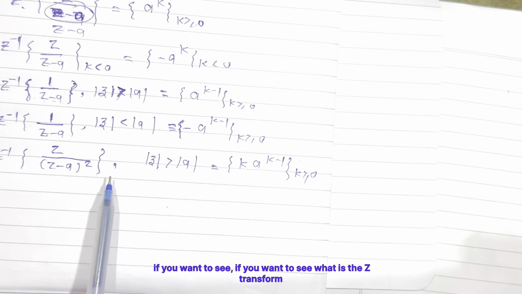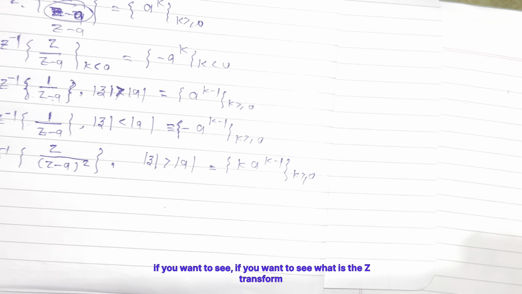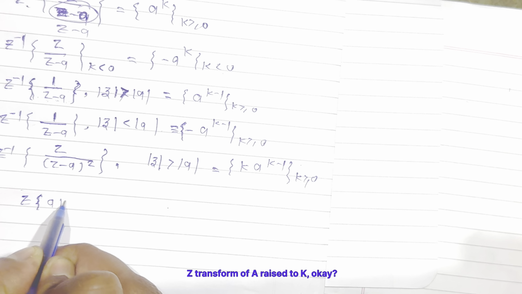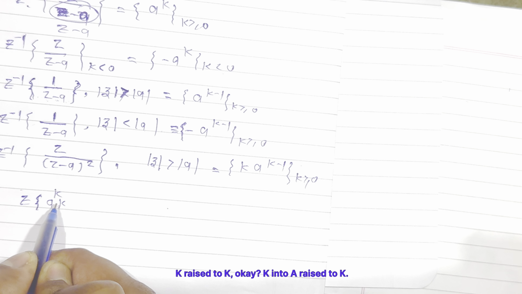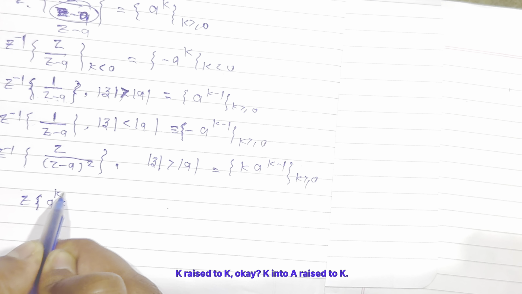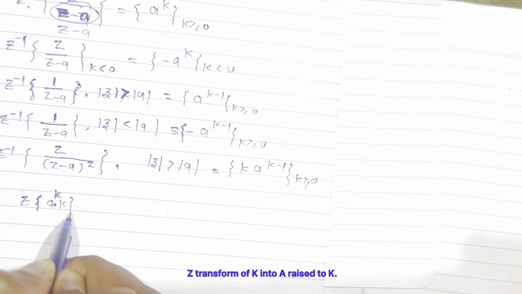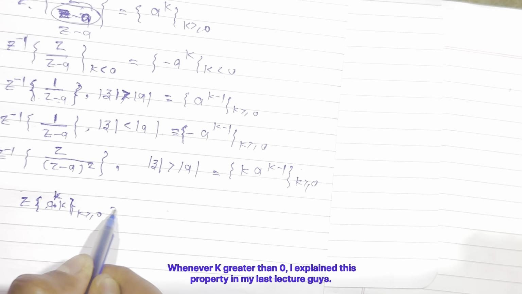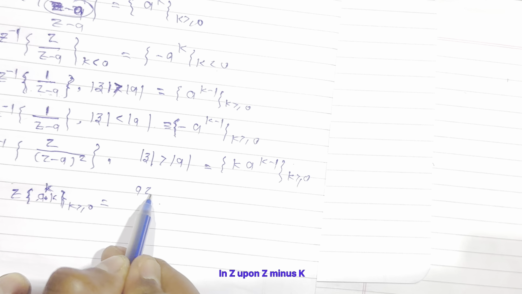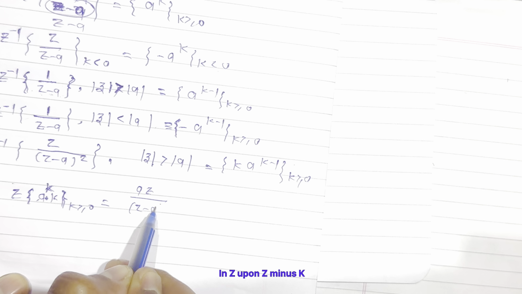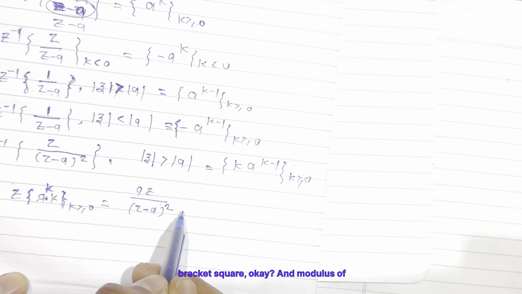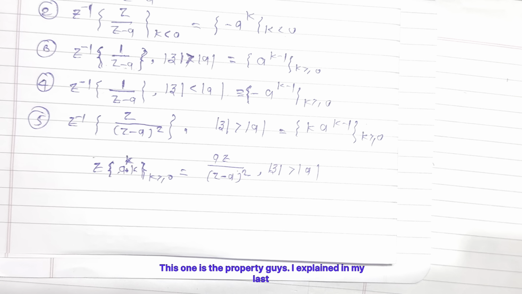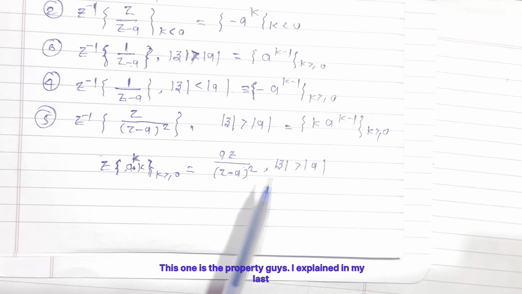Actually, if you want to see what the Z transform of k into a raised to k is, I already explained this one. The Z transform of k into a raised to k, whenever k is greater than 0, is a Z upon Z minus a, bracket squared, and modulus of Z greater than modulus of a. I explained this property in my last lecture, guys.